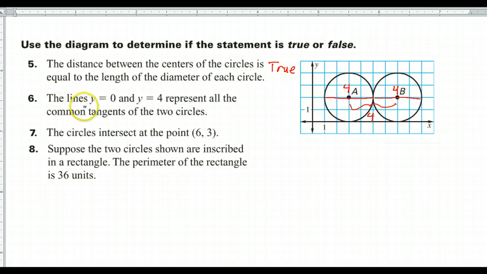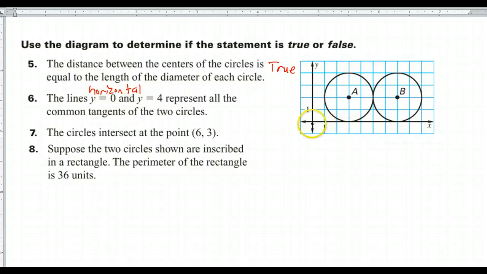Okay, look at number 6. The line y equals 0 and the line y equals 4. Please remember that the line y equals a number is a horizontal line. So if I talk about the line y equals 0, I'm talking about a horizontal line at 0. And if I talk about the line y equals 4, that's a horizontal line at 4.